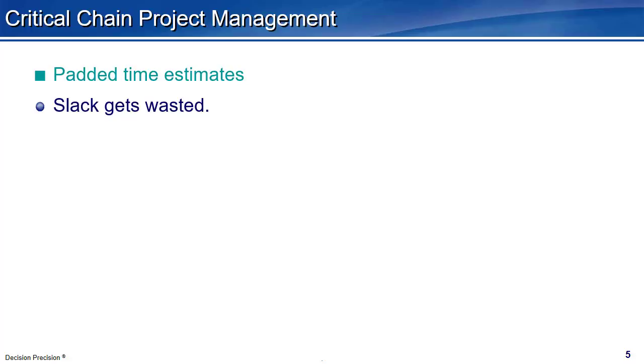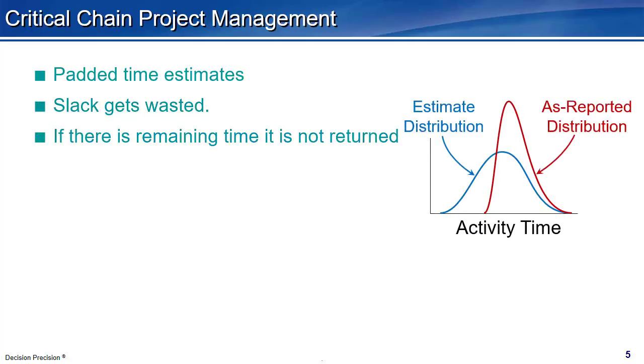For me, the key ideas in critical chain project management are padded single-point time estimates. People are conservative, intending to assure a high probability of task or activity's success. Slack before the activity begins gets wasted. In the book's teaching analogy, students procrastinate and avoid working on an assignment until it is almost too late to begin. However, especially on a job, remaining time is not returned and therefore unavailable for other activities.